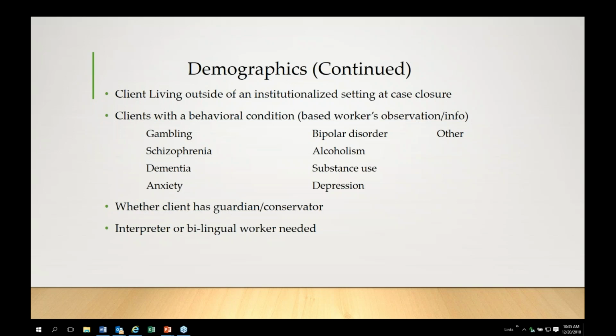We're also asking whether at the end of the case, does the client have a guardian or a conservator? Do not include this if it's pending. At the end of the case, do they actually have a guardian or conservator? We didn't put in here what languages everybody speaks, but we are going to be collecting whether the client needs an interpreter, or whether you have to send a bilingual worker out there in order to effectively handle the case. So we're going to be asking you to tell us that for your clients as well.